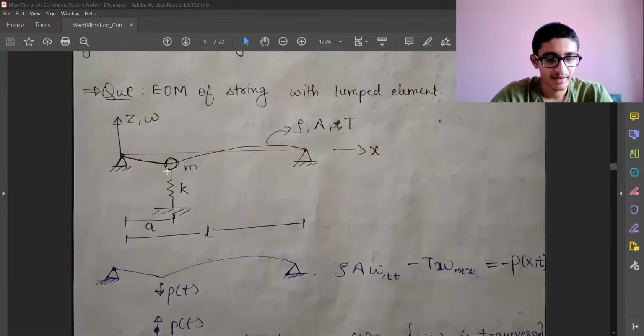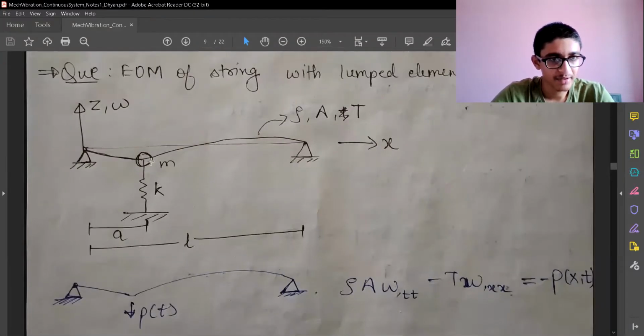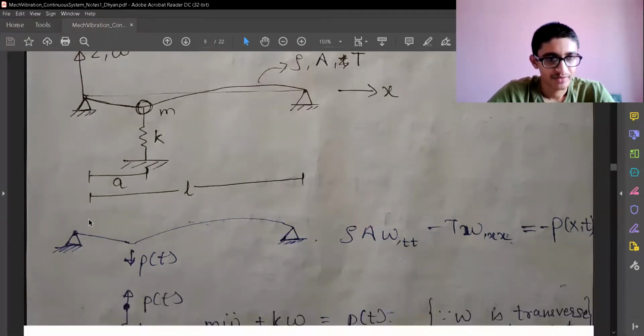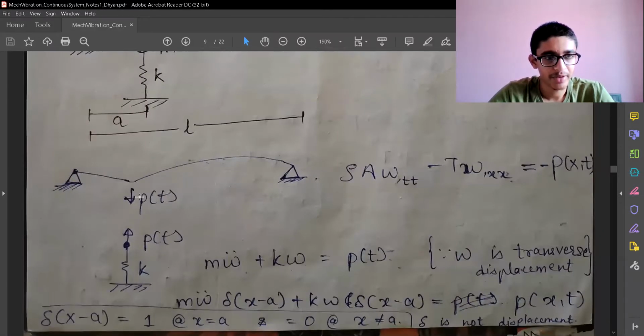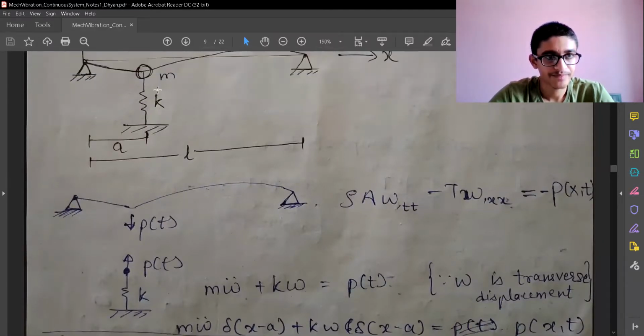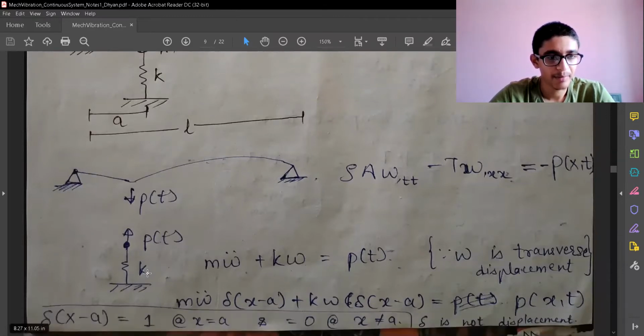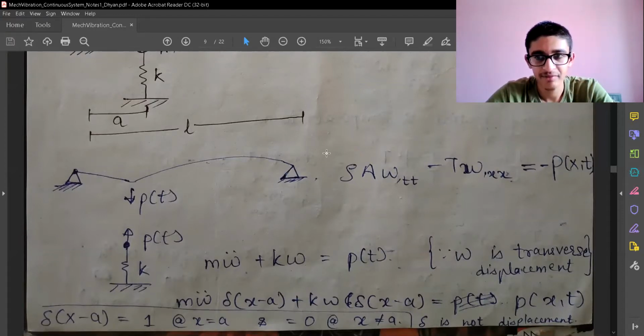But the new thing is we have a lumped mass attached at that position, and that lumped mass has a spring attached to it at some distance a from x equal to 0, or the origin. So the new thing is we have p of t, the force coming from that spring to the mass, and the opposite force of p will be applied on the spring by the mass. So this is the equation we'll have right now.